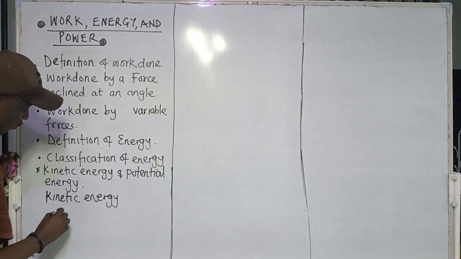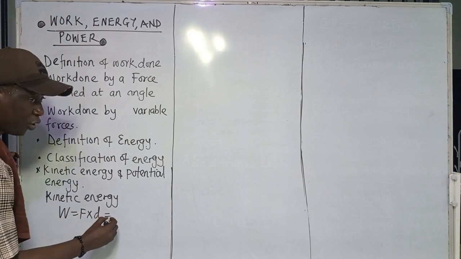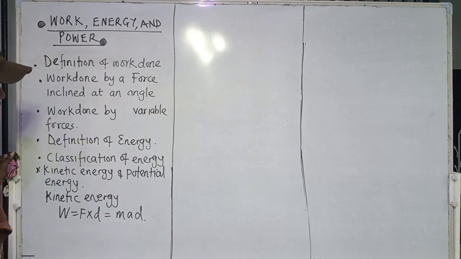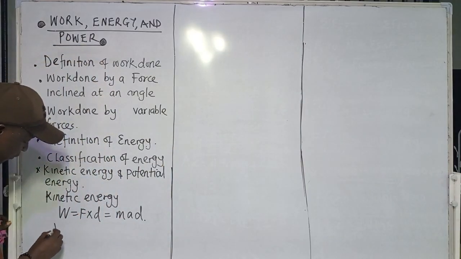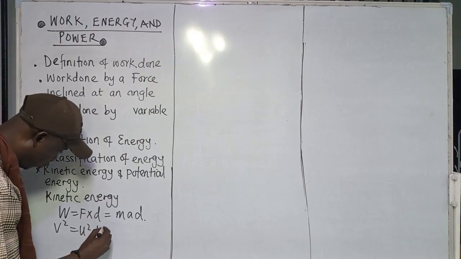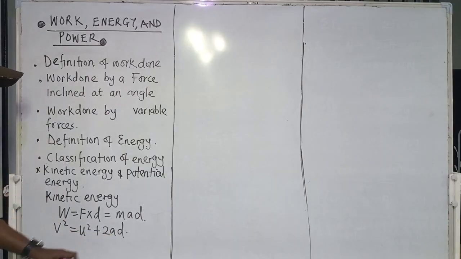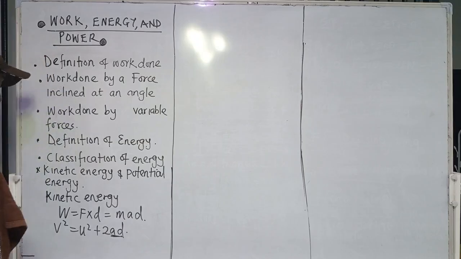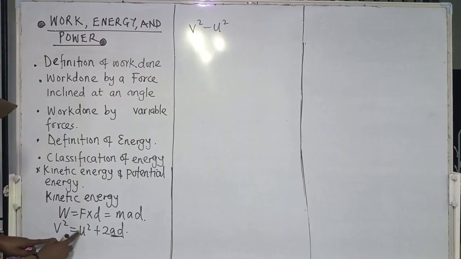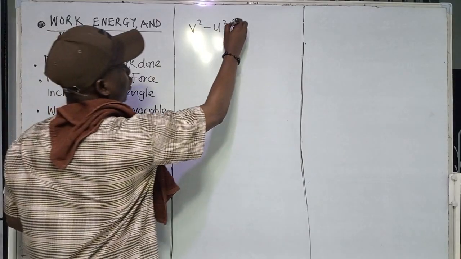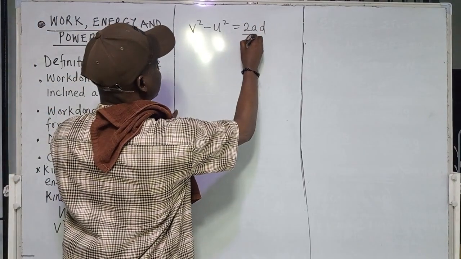Let's say work done is equal to force times distance. That means work done is equal to m a d. Listen up. Don't forget that from motion, v squared equals u squared plus 2ad. So if you make ad the subject of the formula, what do you have? v squared minus u squared equals 2ad. If I start by 2, what do you have?